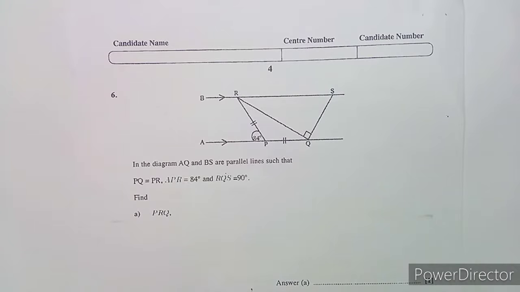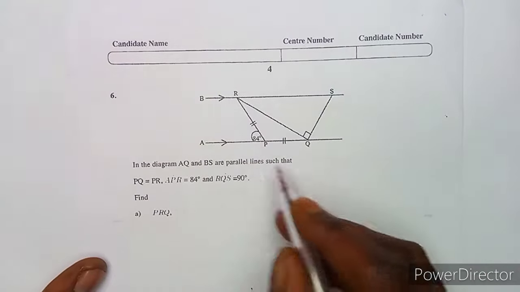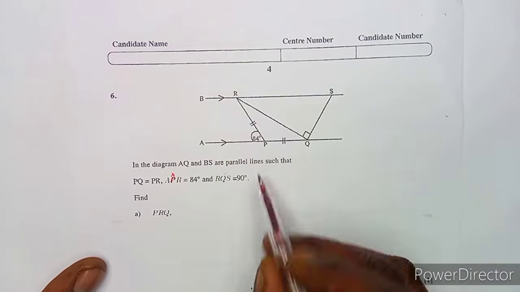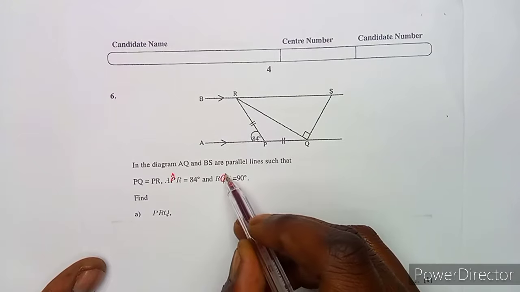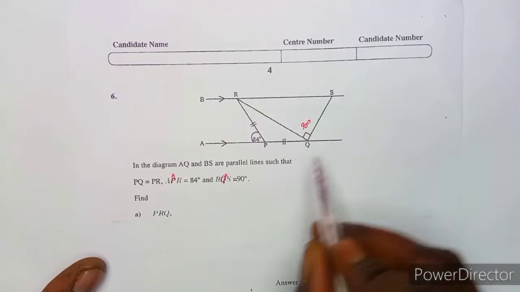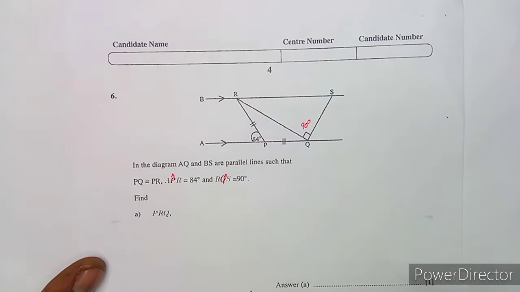Then we are given a diagram where we have got parallel lines. In this case, it's easier for us to just list or fill in our information. This is angle APR, which is 84, RQS, which is 90. So this angle is 90 degrees here. Also take note that these lines are equal. There are so many ways that we can do this, guys. What can we have? Remember, we can find angle at P.